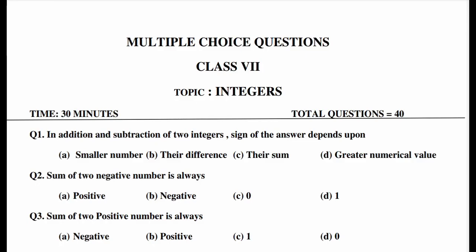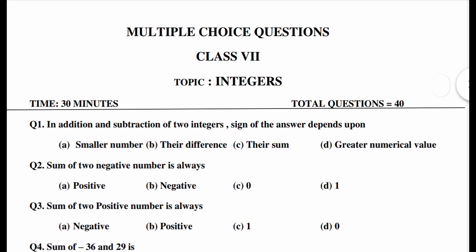Friends, this is our worksheet 1 and it is about multiple choice questions of chapter 1 integers class 7. Question number 1 is in addition and subtraction of two integers, sign of the answer depends upon A. Smaller number, B. Their difference, C. Their sum, D. Greater numerical value. So answer is D. Greater numerical value.